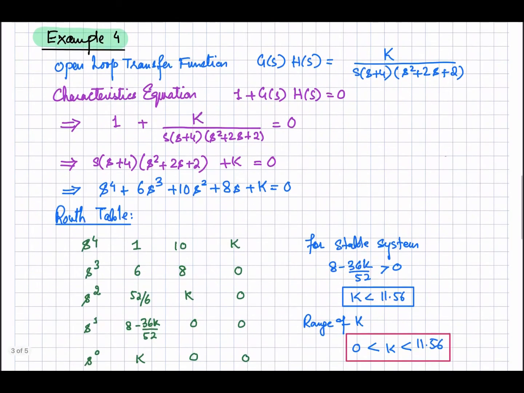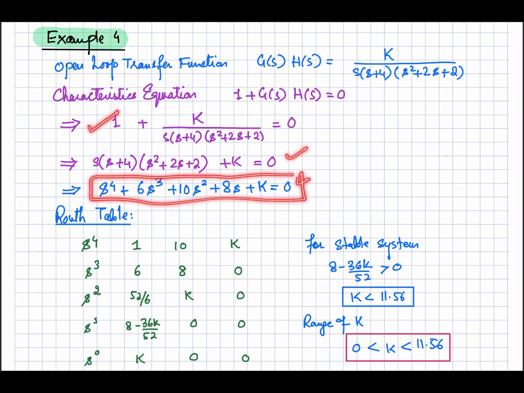Okay, now let's look at this example. The open loop transfer function is given to us, that is this one. So the characteristic equation will be 1 plus G(s)H(s) equal to 0. Setting up the characteristic equation and simplifying it, we will get this polynomial.